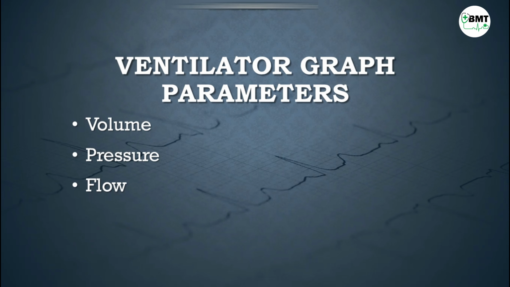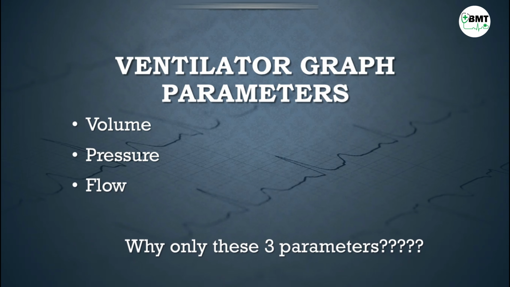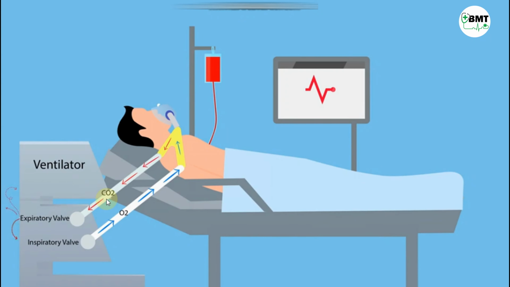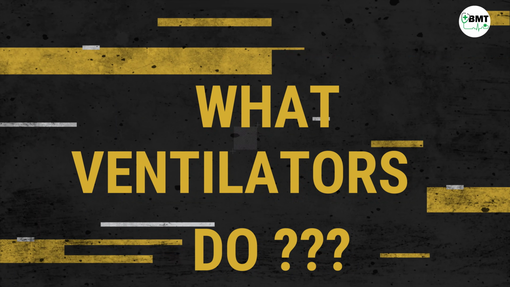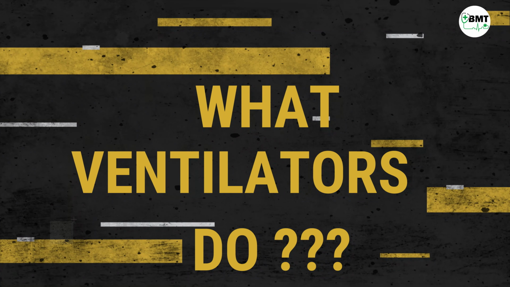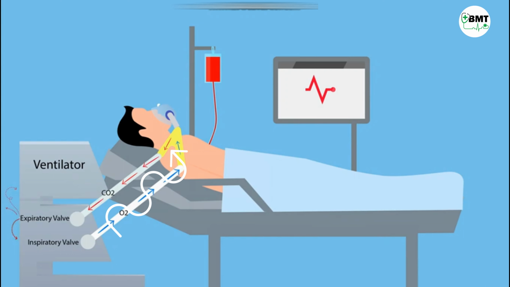Now let us understand why only these three parameters. In ventilator circuit, one limb is connected to ventilator and the other limb is connected to the patient. That is, one is inspiratory limb and other is expiratory limb. So now what does the ventilator do? It blows certain volume of air to the patient, that is tidal volume.